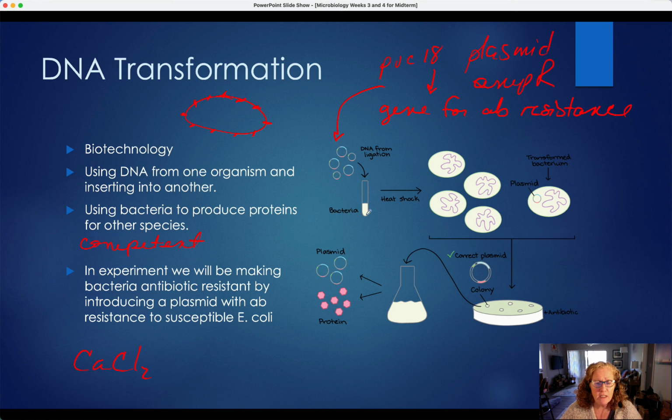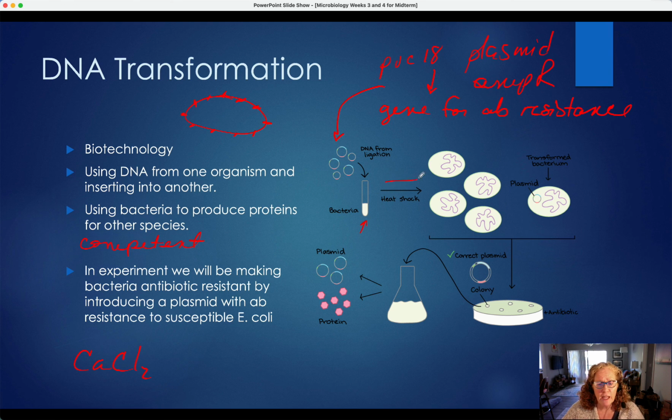So we mix this calcium chloride bacteria with our plasmid containing our gene of interest. We put them together in this test tube here, allow them to sit on ice for about 15-20 minutes, allowing the absorption of that genetic material.